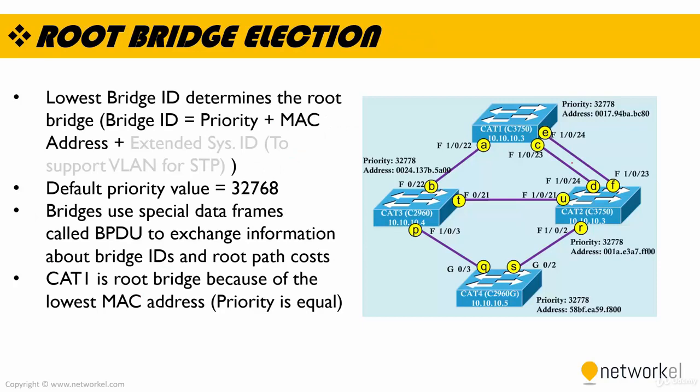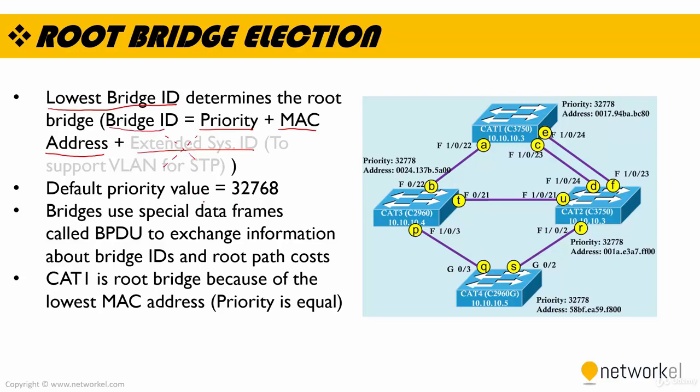So let's take a look at how we can elect the root bridge. To elect the root bridge in a network, we need to find the lowest bridge ID. To find the bridge ID, we are using the priority value and MAC address. And we are using an extended system ID to support VLANs for STP. But in most cases, we are not going to use this value to calculate the bridge ID.